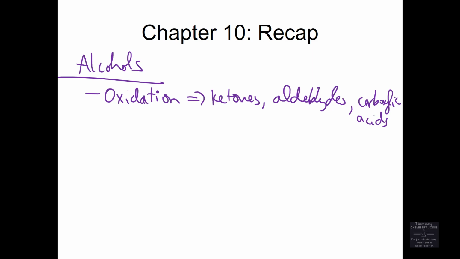Those are the three types of functional groups you can create when you oxidize an alcohol. Okay, we need to know if our oxidizing agents are strong or weak.